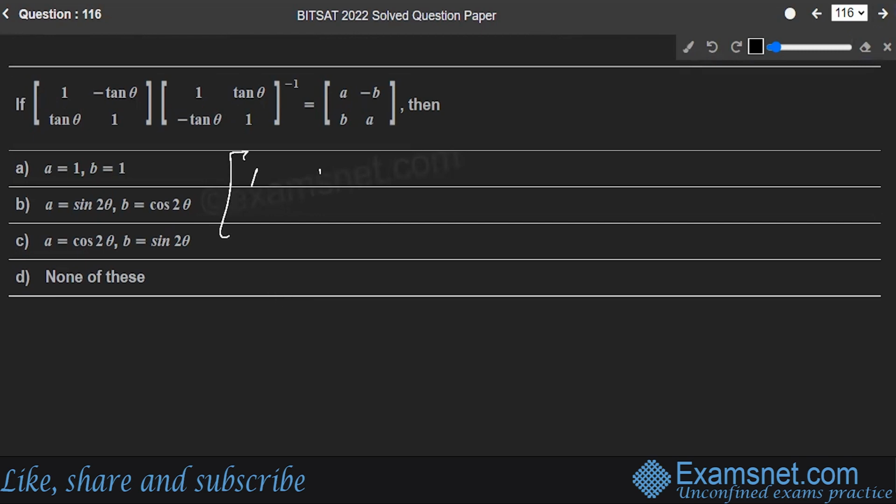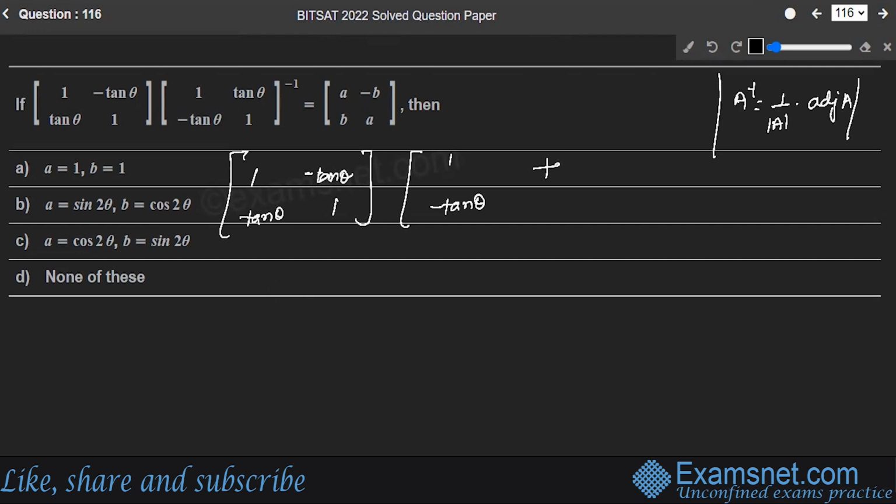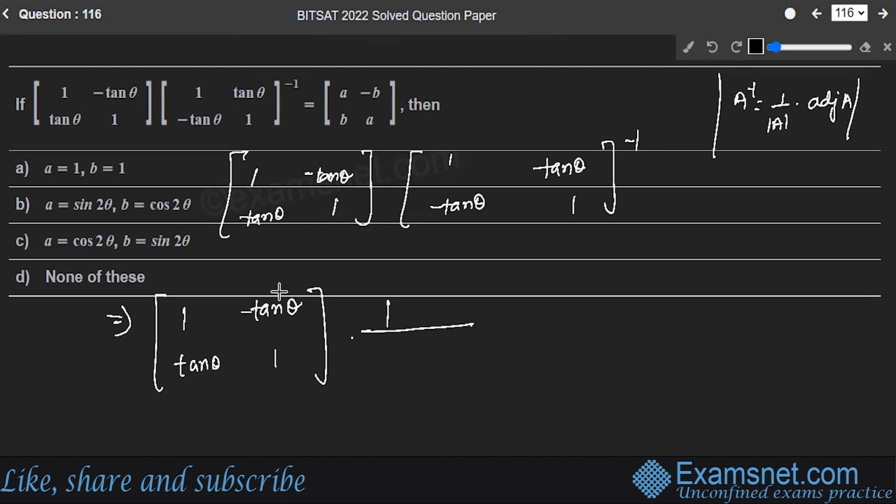So let's write down. You have 1 minus tangent theta and 1. This inverse will be given by, see, inverse is always given by 1 upon the determinant of the matrix into the adjoint of the matrix, right? So for that, I'm just going to write it like this only once. Tangent theta 1 inverse. So this is equal to 1 minus tangent theta 1. The determinant is given by 1 minus tangent minus minus.